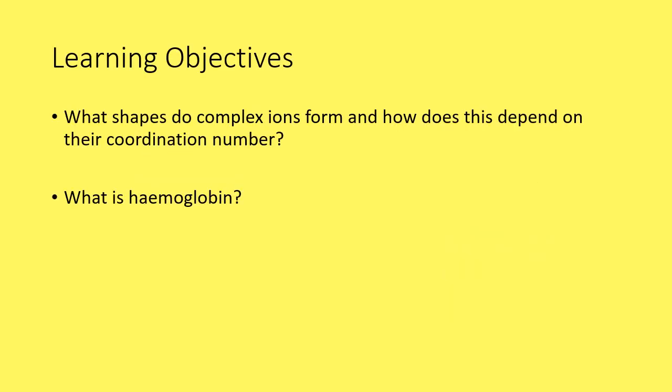So this first lesson objective implies that the shapes of complex ions depend on the coordination number. We're going to look at coordination numbers of 2, 4 and 6 and see what shapes those coordination numbers lead to. And then lastly, we're going to have a look at haemoglobin, which is a complex ion that exists in our body, transporting oxygen.